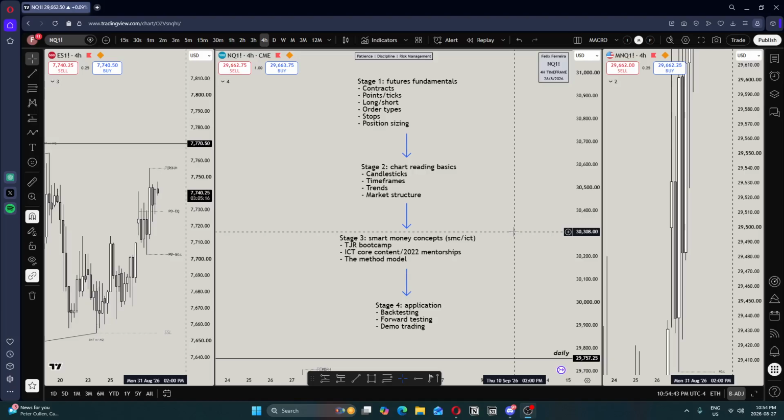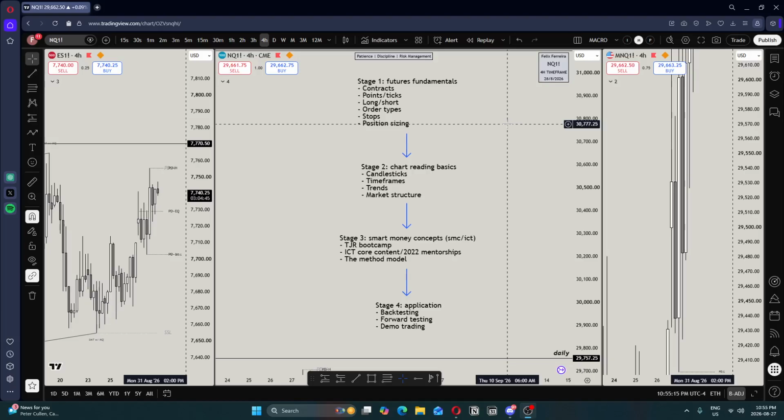Enough said there. Last thing, stage 4 is application. You have to apply all these concepts and all this education that you have now consumed. Stage 4 really should be done throughout this entire process, so you should not wait until the end to start doing this. Instead, you should be doing stage 4 throughout the entire time you're learning the first three stages.